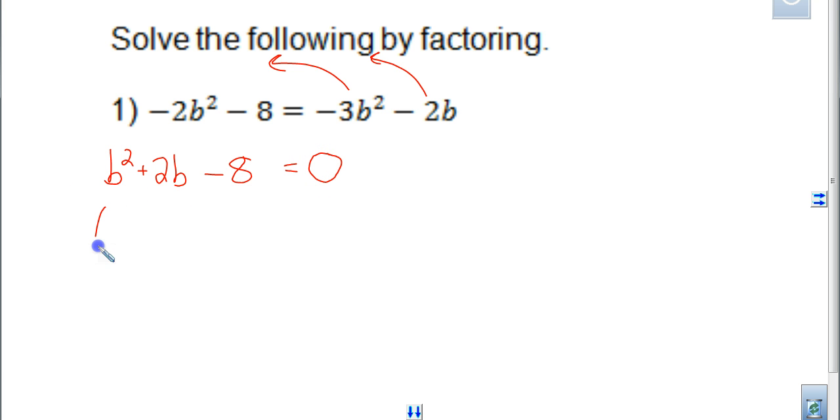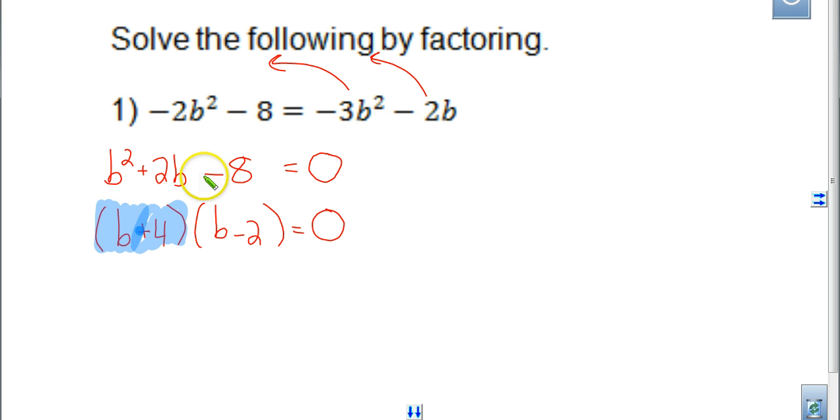Now, this is a simple trinomial, and I'm not going to spend much time talking about factoring here. We should know how to do this, but this is what it factors into. b plus 4 times b minus 2 is equal to 0. Alright, so now what we have is two binomials, b plus 4 being one of them, multiplied by b minus 2, and we somehow get 0 out of that.